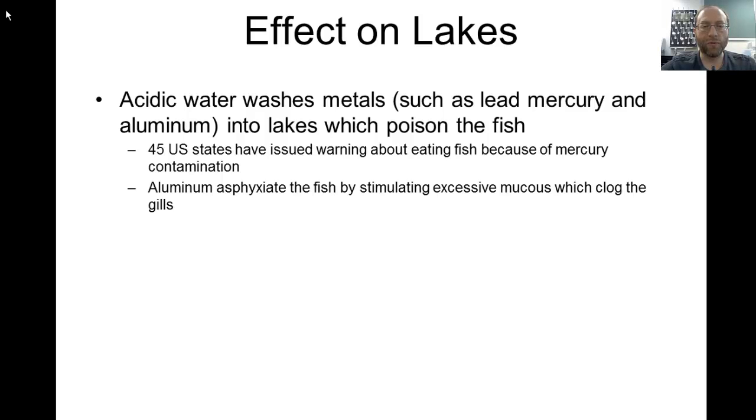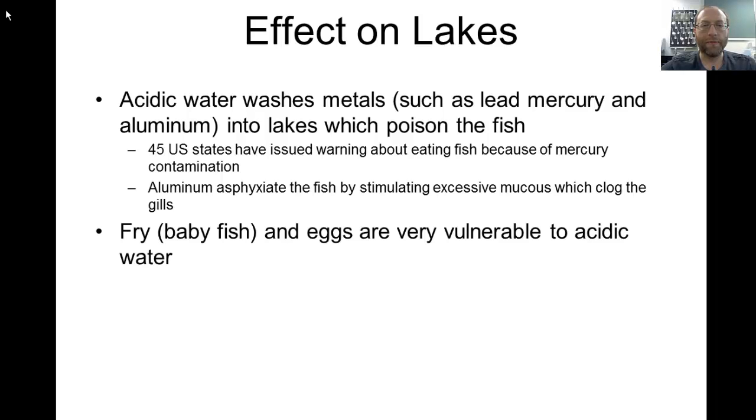45 U.S. states have issued warnings about eating fish because of mercury contamination. Now, some of this mercury is due to acidic water, and some it's not. It's because companies have illegally, or if it's early enough, legally dumped the mercury into the lakes or into the soil, which then gets washed into the lakes. Also, aluminum, which is very common in soils, asphyxiates fish by stimulating excessive mucus, which then clogs the gills.